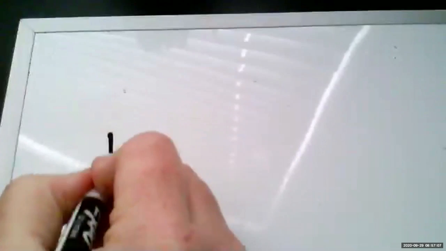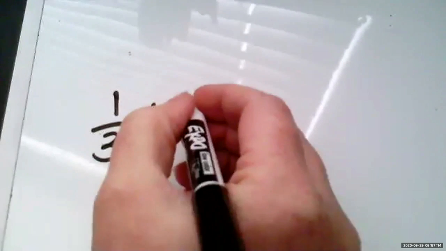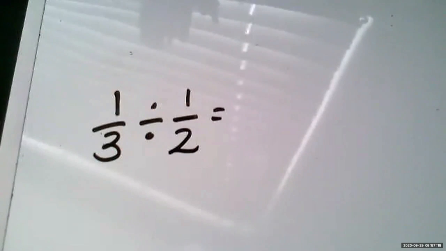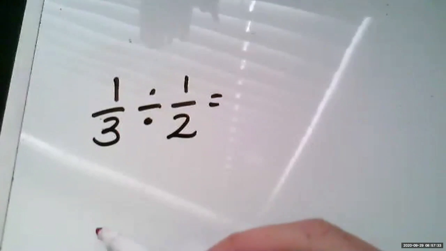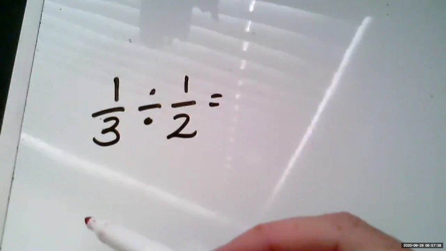Let's take 1/3 and divide it by 1/2. Okay, 1/3 divided by 1/2. It's kind of funny because my first two examples ended up being whole numbers, but this one is not going to be a whole number. Okay. Yes. I see answers in the chat.